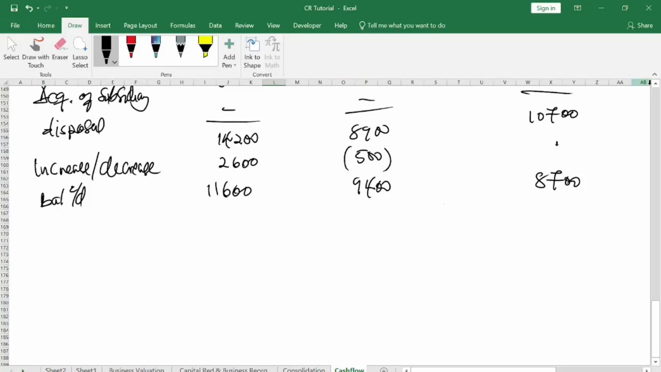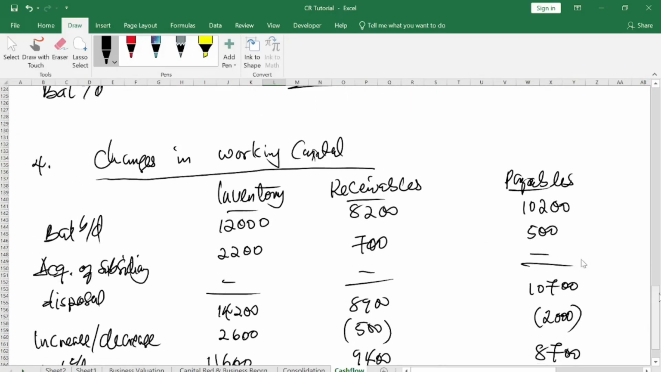If money is gone, it means your cash will reduce. What's the difference? 2,000. So it means the company is paying money out. Money is going out. Once you are paying, money is going out, so it will reduce your cash flow. So we are done with operating working capital.